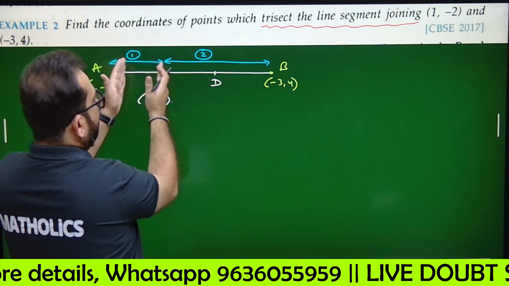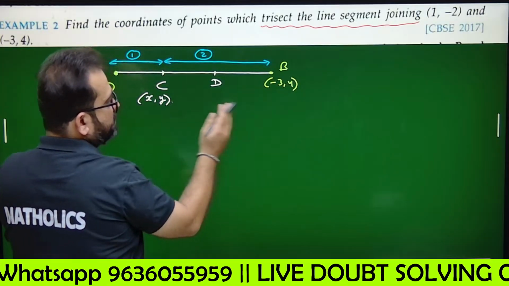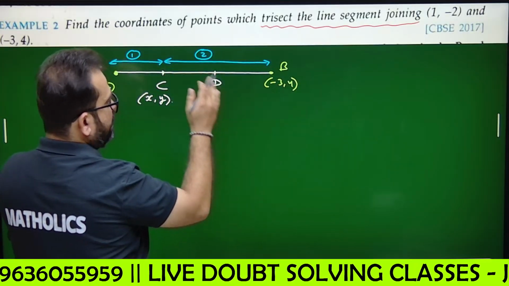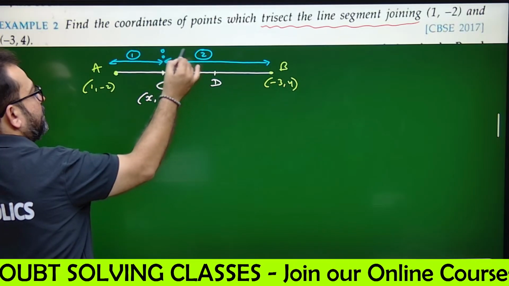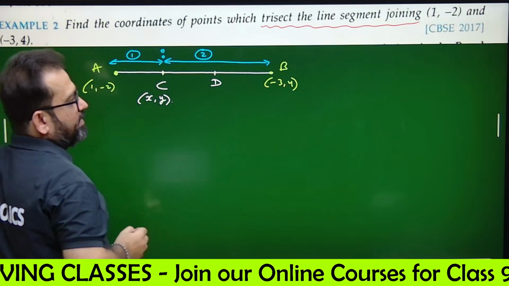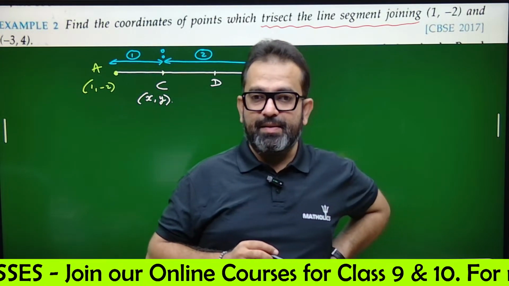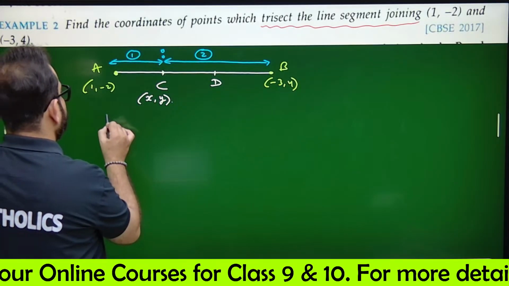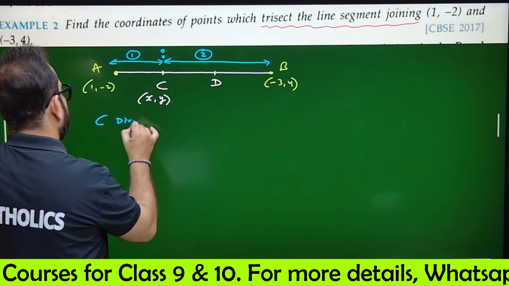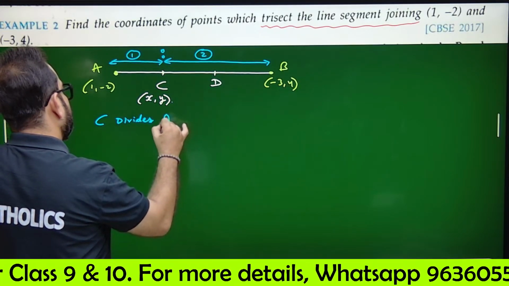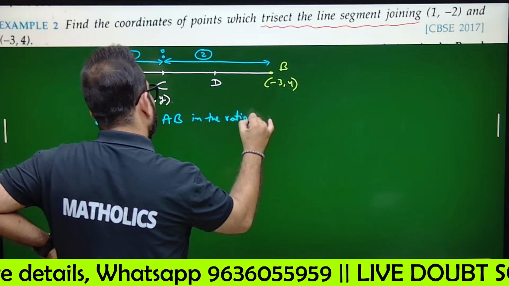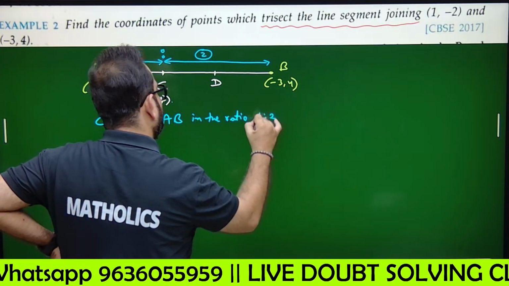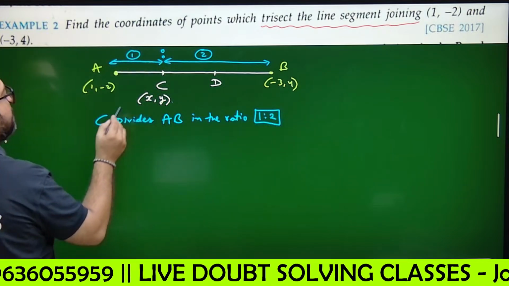This part will be one part, this part will be two parts, because this whole is 3. 1, 1, 1, 3 parts. So 1 ratio 2. I can say C divides AB in the ratio 1:2. Okay, so let's find the coordinates of C.